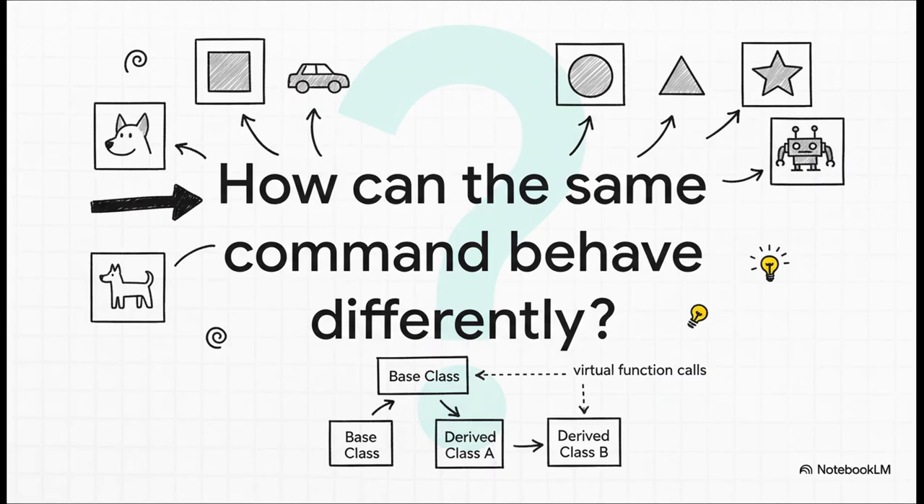So let's kick things off with a little puzzle. How can the same exact command, say, speak, tell a dog to bark, a cat to meow, and a duck to quack? How can one instruction lead to so many different results? Well, that is the exact problem that polymorphism is built to solve.